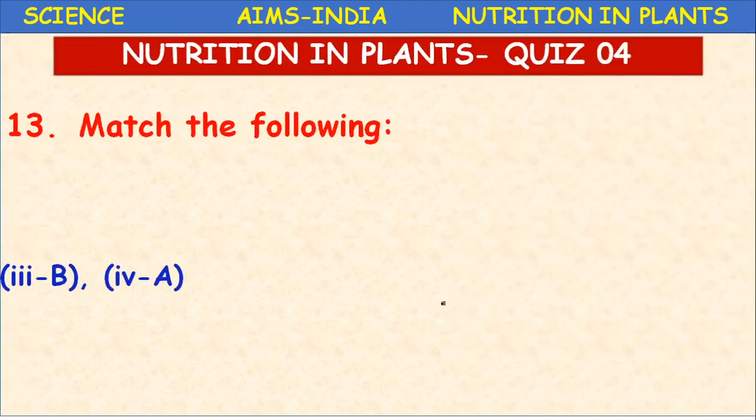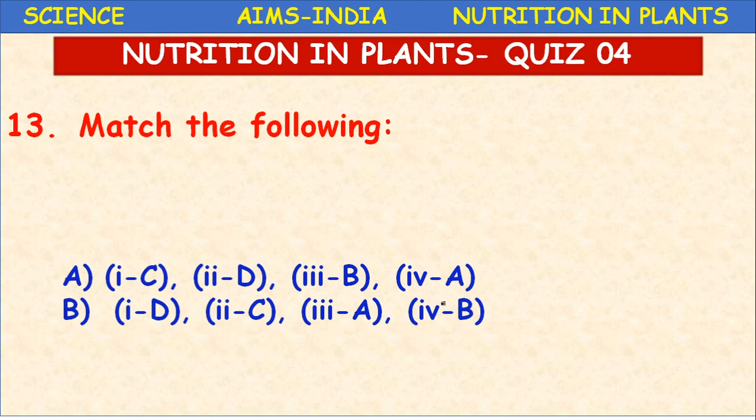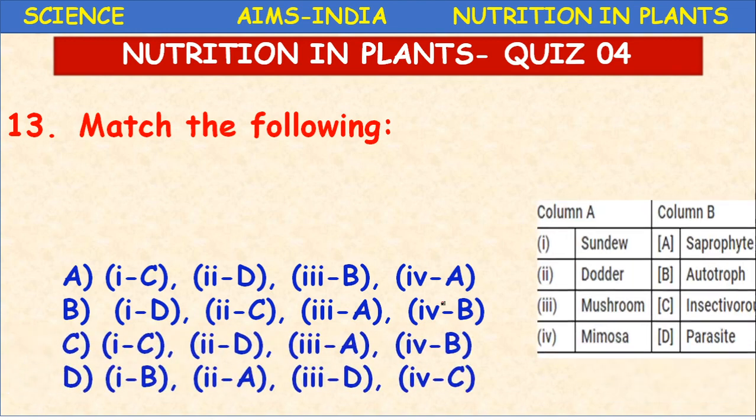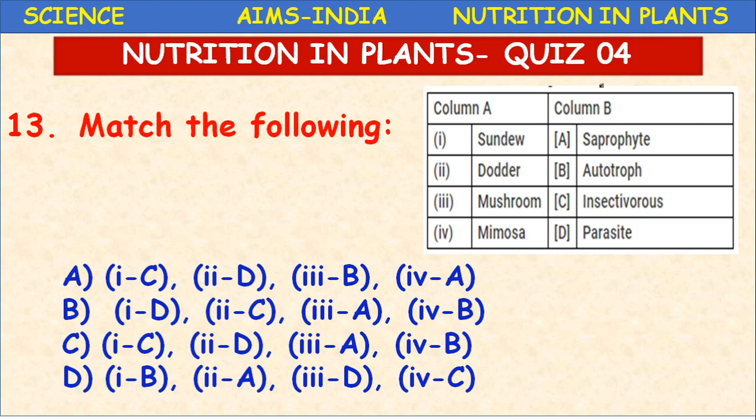Next question. Here also a match the following type question is given. Column A and column B are given. Column A: sundew plant, dodder, mushroom, mimosa. Mimosa is a land plant. Okay. So whenever you are attempting these types of questions, first you have to match the known ones. Okay, sundew plant. Mimosa is a new one.